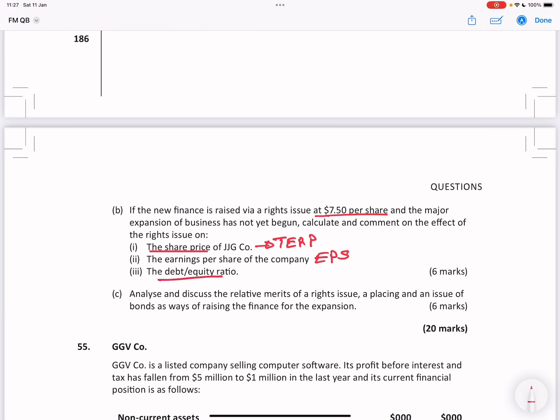Then debt equity ratio as well. More right issue, more equity, and we'll see how that is going to happen. And remember, they are going to be issuing a right issue. So let's go into the details and we'll see it. The last part is just to analyze and discuss the merit of right issue, of placing, and bonds, as source of finance. So this one, and this one. So those are the requirements.